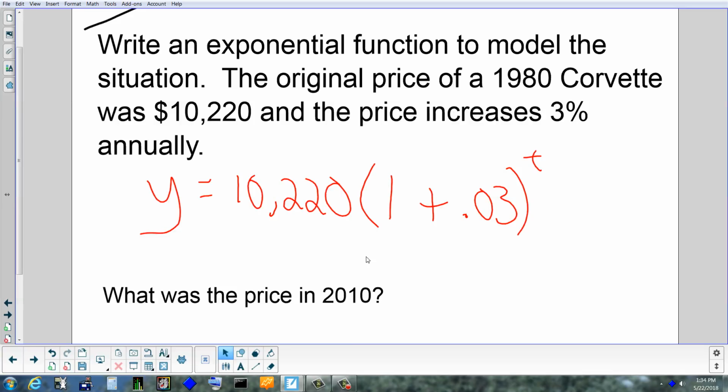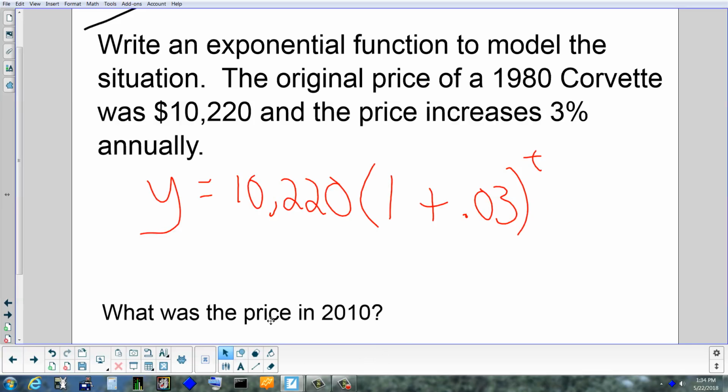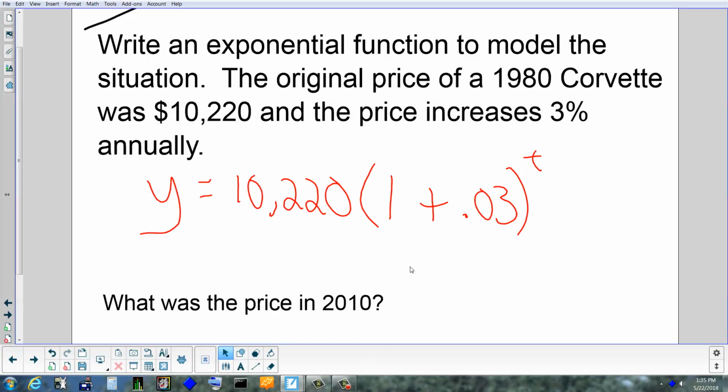Now, Mr. Hager added something. What's up, Joe? Will it be 1980 for the time? No, because 1980 is just the year the car was made, not the amount of years. So if we put that there, Joe, we would say that 1,980 years have gone by. Joe makes a great point. That's just the year the car was made, not the amount of years that have gone by. We want to know the amount of years that have gone by.